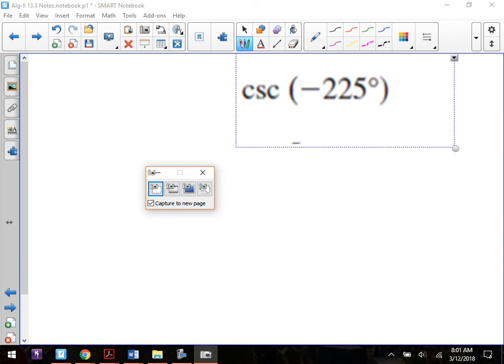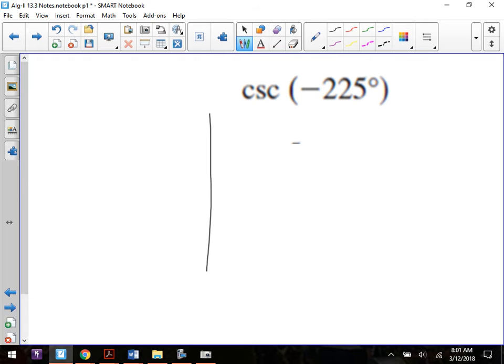So let's see, negative 225. It's going to be a 45-degree reference angle into which quadrant? Top left, which is quadrant number 2. There's your 45, with 1, negative 1, and root 2.